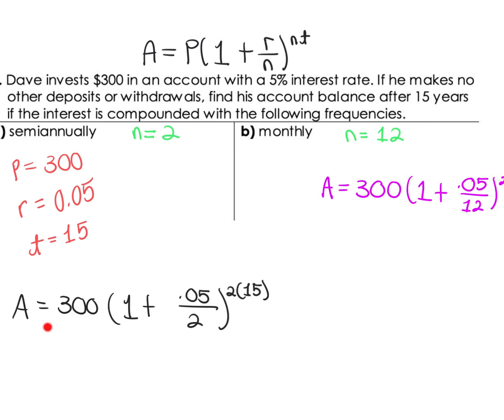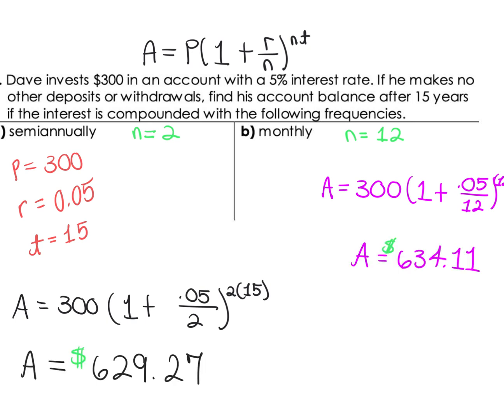So for A, we have 300 times (1 plus 0.05 divided by 2) raised to the 2 times 15 power. And then for B, we have A equals 300 times (1 plus 0.05 divided by 12) raised to the 2 times... Oh, I already made a mistake. This is supposed to be 12 times 15 over here. Oopsies. There we go. All right. So A is $629.27, and then for B, A is $634.11.